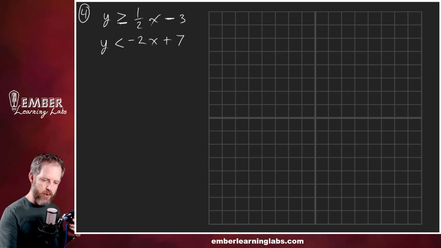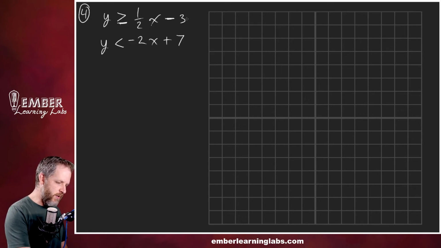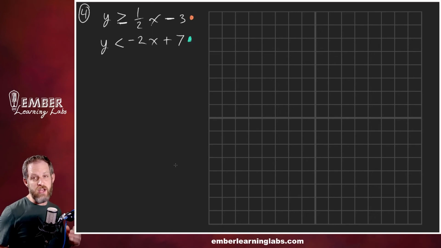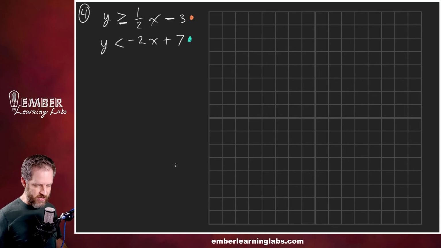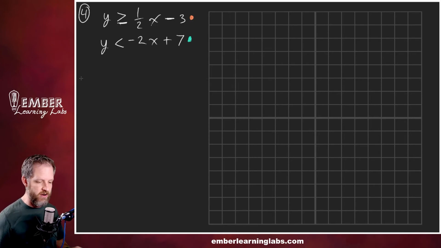fairly straightforward. Let's do these in a couple of different colors. Okay, so we're going to do this top one in this orange color, and this bottom one in this blue color. So we start out by essentially graphing these like this was an equals, of course, right? So we're going to graph this first one just like it's any old linear equation.